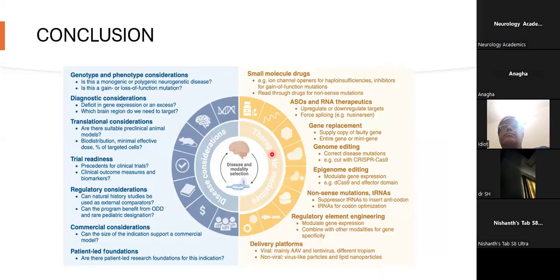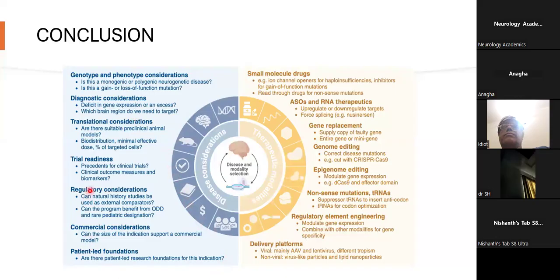So to conclude, first, when we identify a disease with potential genetic management, we have to look at whether it is monogenic or polygenic, whether there is a gain or loss of function mutation, and whether there is deficiency in the gene expression or an excess.